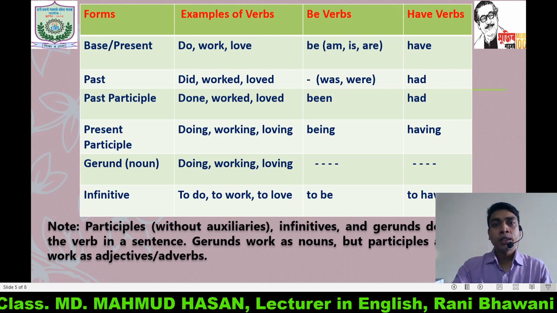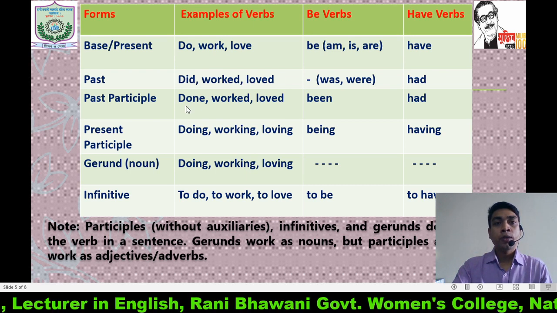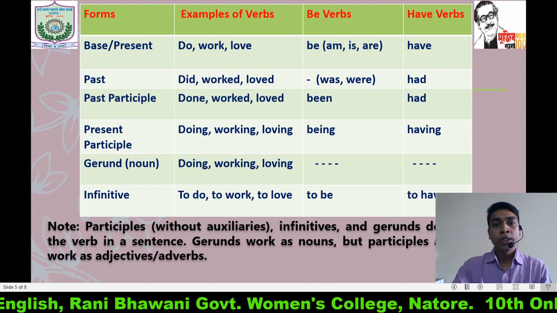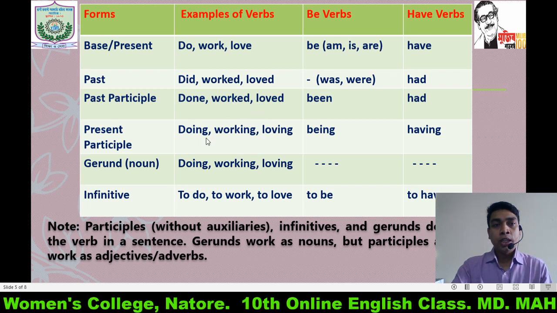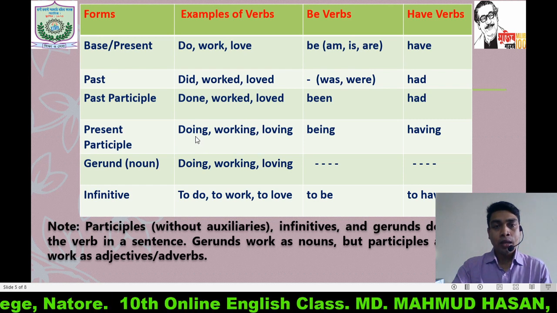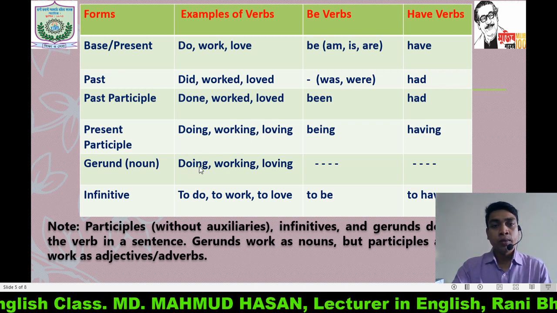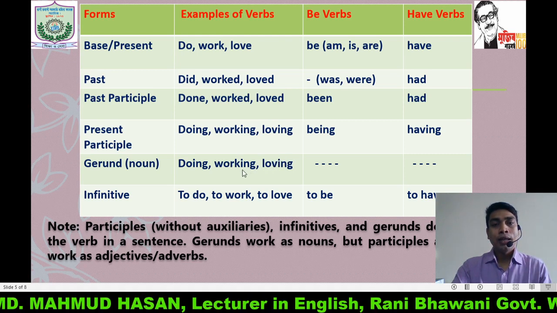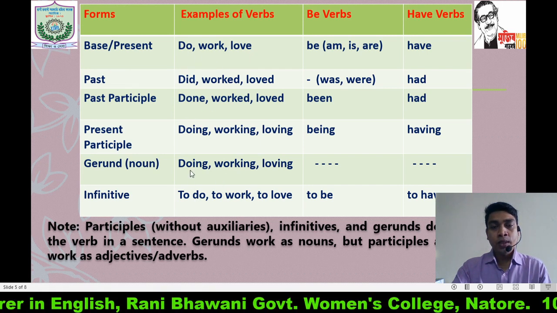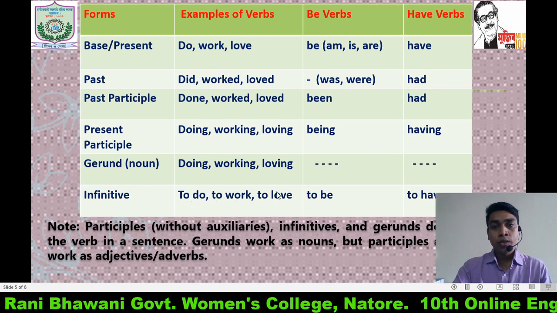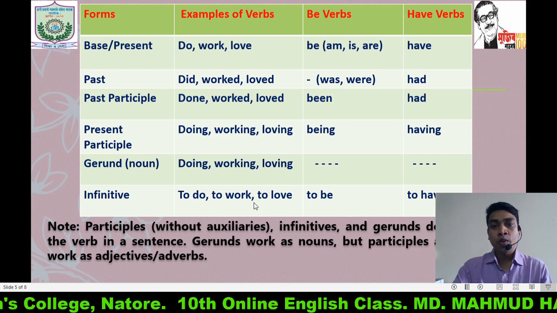In respect of past form, we write did, worked, loved. In respect of past participle, we see done, worked, loved. And the present participle form are doing, working, loving. And gerundial form is also similar: doing, working, loving. And in respect of infinitive form, we will look at the same verbs in this way: to do, to work, to have. So the structure of infinitive is to plus base form of verb.